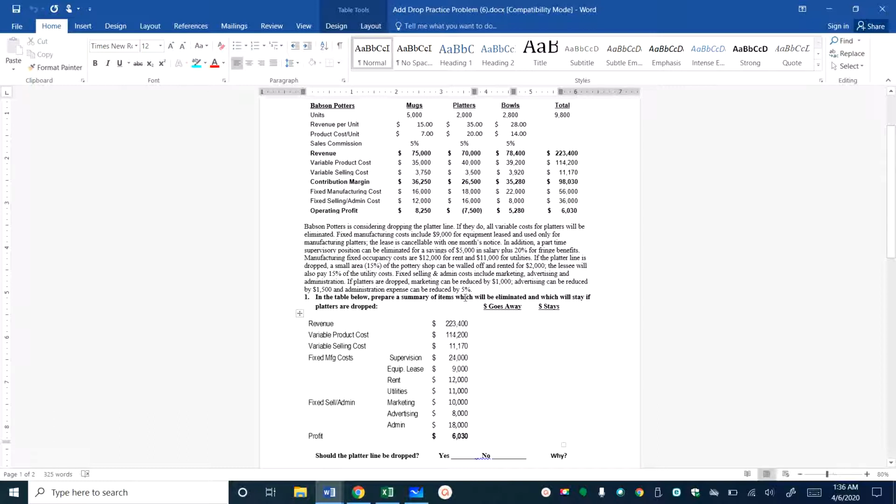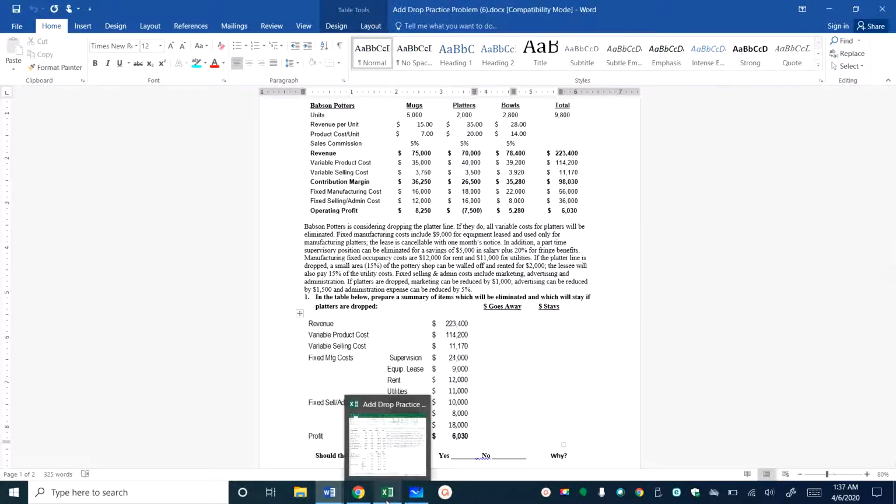So what this question is doing is giving you all these costs for each of these products and for the total company. And it's asking you to determine what will happen if you decide to drop the platters line because they are making a negative profit. They already gave you your original cost for the whole company. So you just have to list which costs go away and what stays for the total company, and then decide whether you should drop them or not.